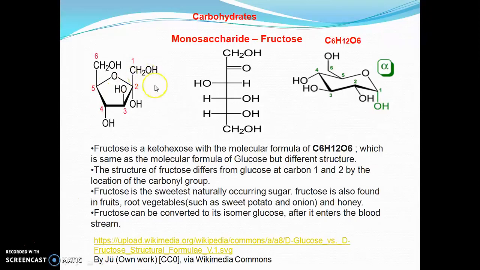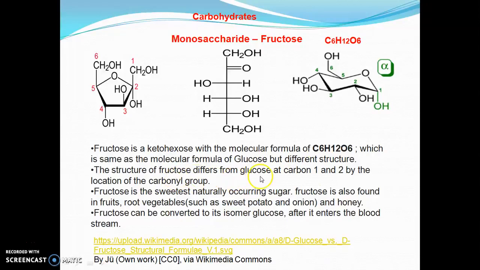The second important monosaccharide is fructose, again having the same formula C6H12O6, 6 carbons: 1, 2, 3, 4, 5, 6. At the second position there is a carbonyl group, and a number of hydroxy groups are there. So simply, polyhydroxyaldehydes or polyhydroxyketones are called carbohydrates. Fructose is a ketohexose. There is a ketone group at this position. Therefore, fructose is referred to as a ketohexose with the formula C6H12O6, which is the same as glucose, but both have different structures.